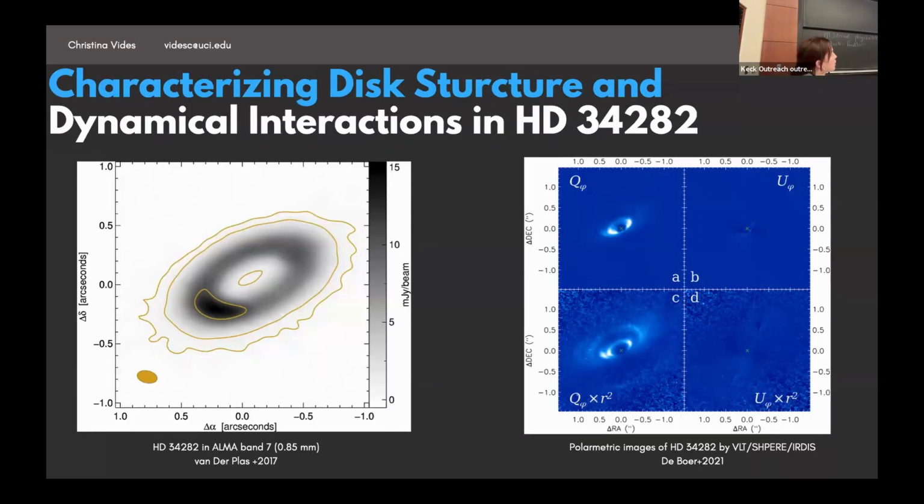So jumping into HD 34282, HD 34282 is a well-studied transition disk. And it's been studied in ALMA millimeter continuum imaging, and in J-band polarimetric images. And in both studies, it's been found that there is an 88 AU cavity as measured from the host star to the inner edge of the disk. And from the ALMA imaging, it's been predicted that there is a 50 Jupiter mass companion that is opening up this cavity.